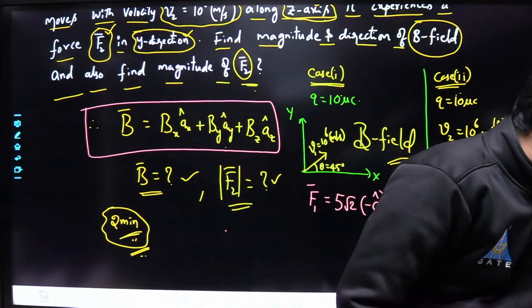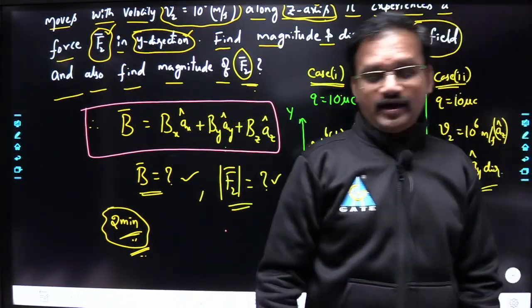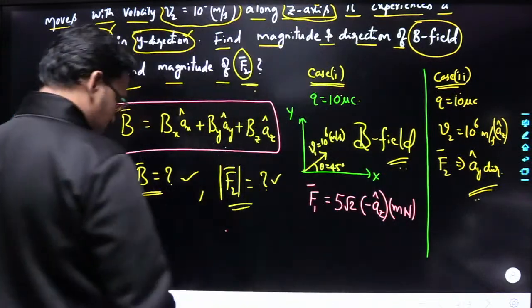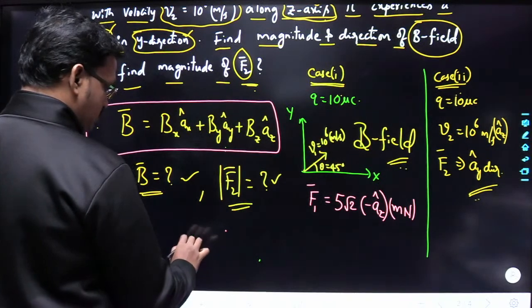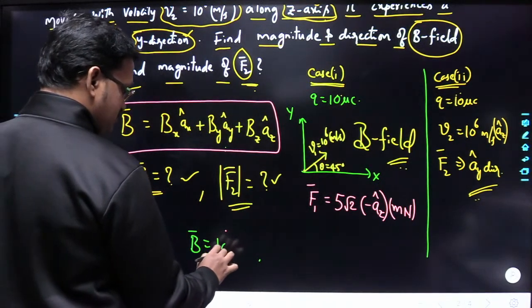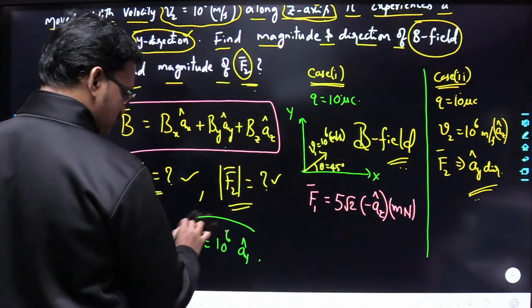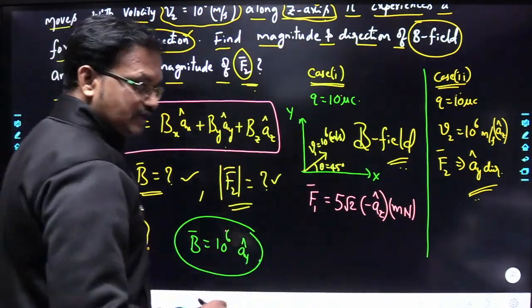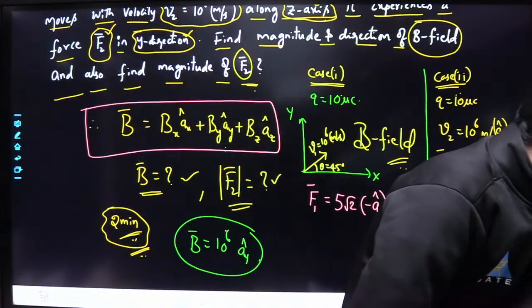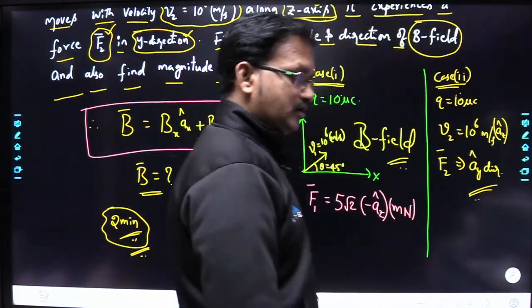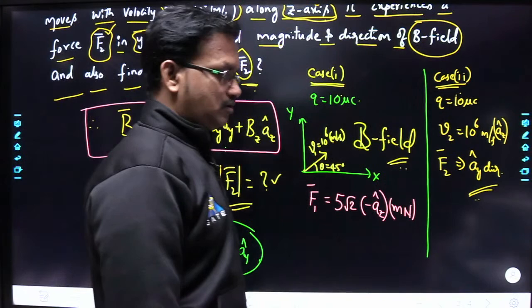Alok Kumar says the B field is equal to 10 to the power of 6 in the AY cap direction. So I got one answer here, that is the B field. You have given 10 to the power of 6 in the AY cap direction. Is it 10 to the power of 6 or 10 to the power of minus 6? You have given 10 power 6, right? Okay, one answer I got.